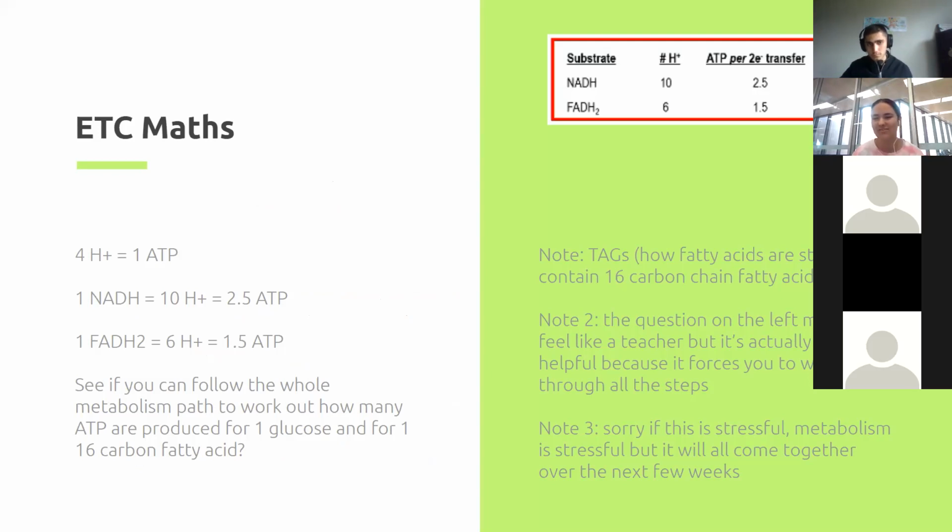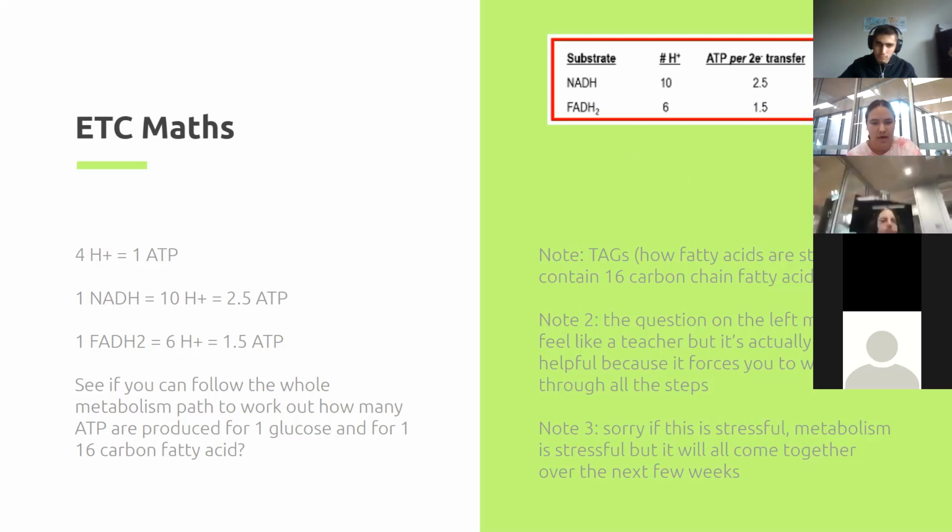So 4 H+ pumped across makes 1 ATP, all of this you need to remember. 1 NADH gives 10 H+ or protons, so that equals 2.5 ATP per NADH. 1 FADH2 makes 6 protons or H+, which converts to 1.5 ATP, because the way we get from the H+ to the ATP is 4 H+ equals 1 ATP.